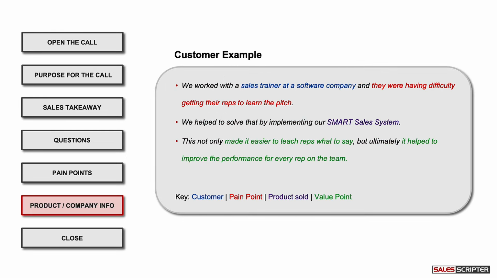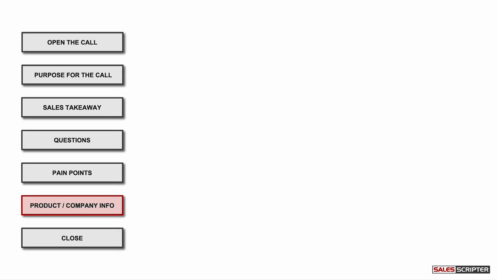And we actually worked with a sales trainer at another software company like you guys, and they were having difficulty getting their reps to know what to say and ask. And we solved this with our Smart Sales solution, and that helped to improve the performance of almost every rep on the team. So after you share just a few high-level details about what you sell, you can advance to the next step of the process, which is the close.